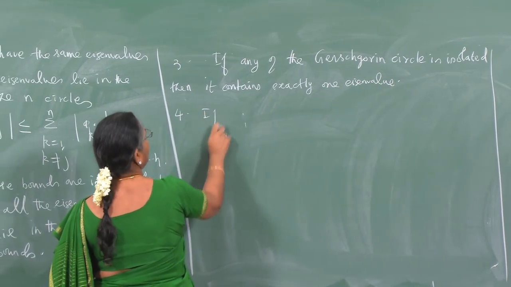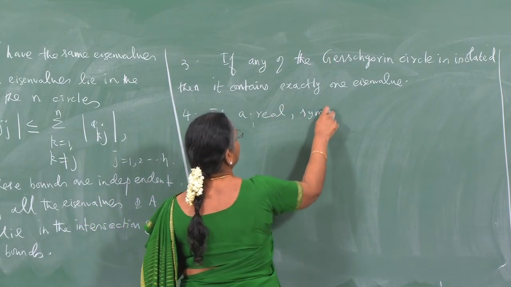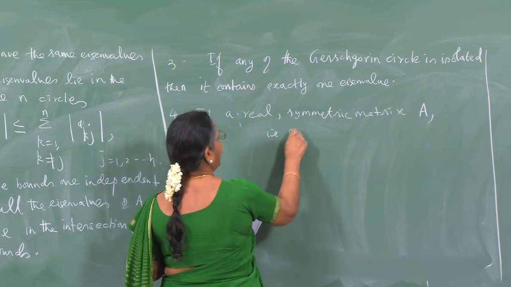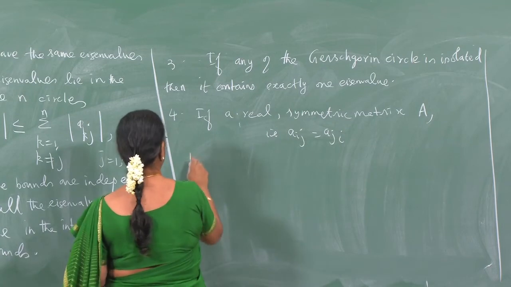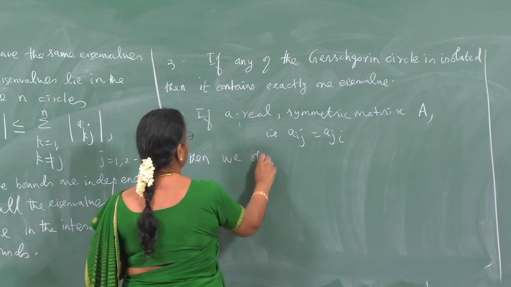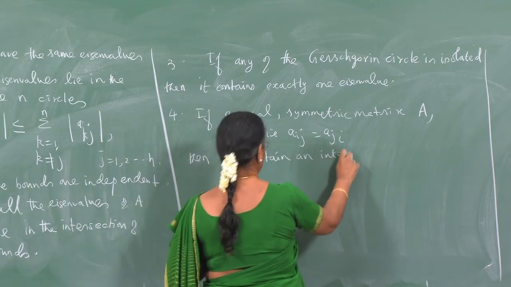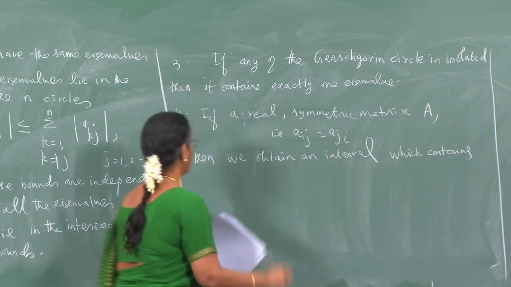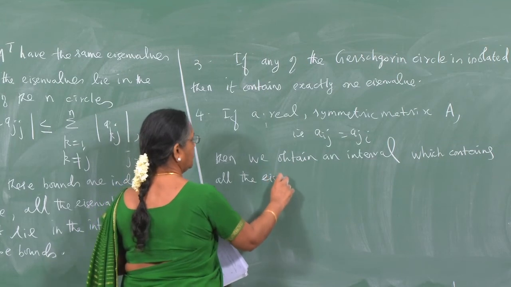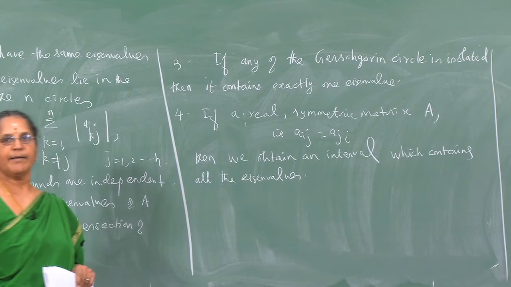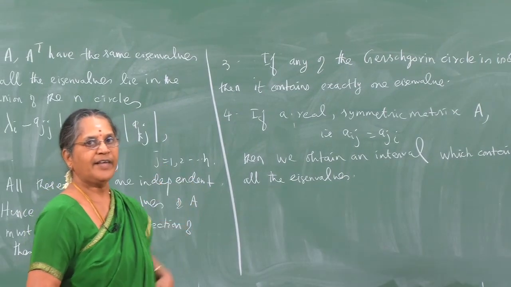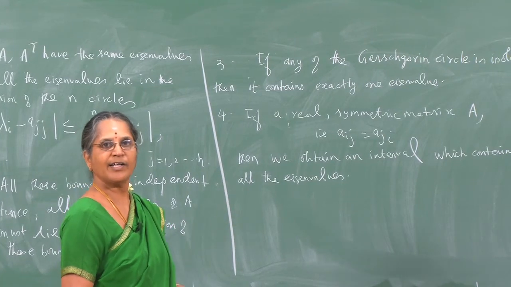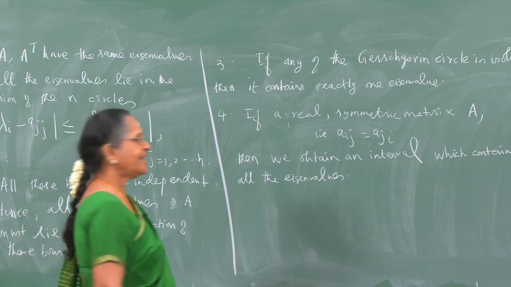And if you are given a real symmetric matrix A such that Aij is Aji, then in this case we obtain an interval which contains all the eigenvalues. So, in case you are given a matrix A which is a real symmetric matrix, then you can obtain an interval which contains all the eigenvalues of this real symmetric matrix. So, let us take an example.